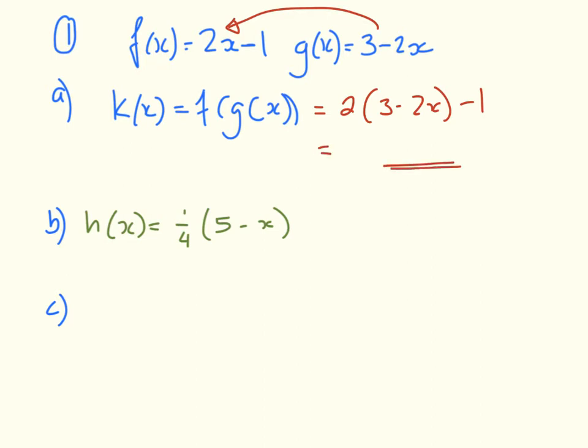For part B, we've got to work out what h of k of x is. So that means we need to put the k into the h formula. In other words, the answer that you've just found goes into this formula here where that x is. And then part C, what connection? You should find that this simplifies down to a very easy answer, which is going to give you the connection.